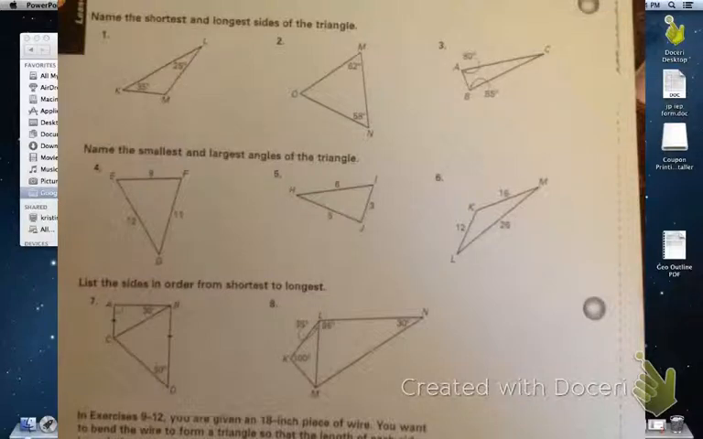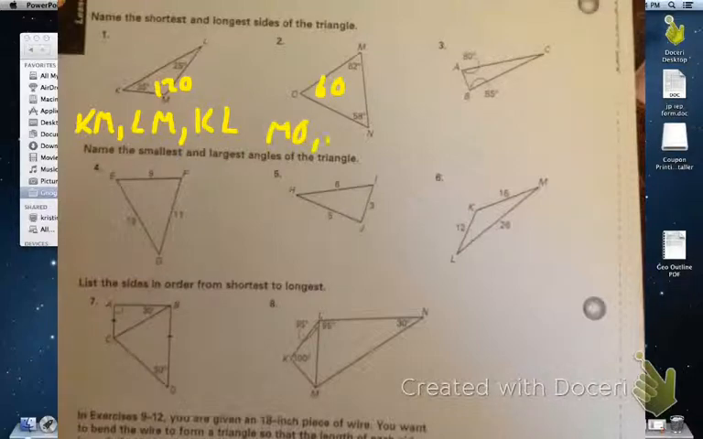On the second paper, practice B. Again, you're starting out the same way. You need to find that third angle. So angle M is 120, which means putting those in order, the smallest side is KM, followed by LM, and the largest is KL. For number 2, angle O is 60, so the smallest is MO, followed by MN, and the largest is ON. Number 3, angle C is 15, so in order is AB, followed by BC, and the largest is AC.